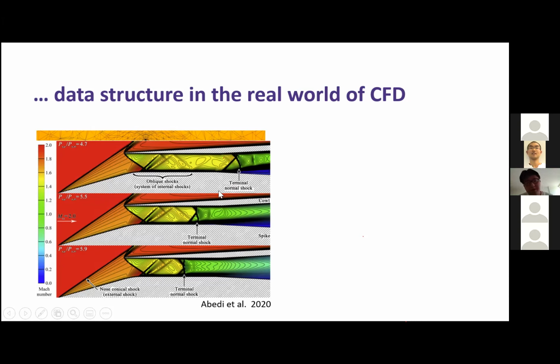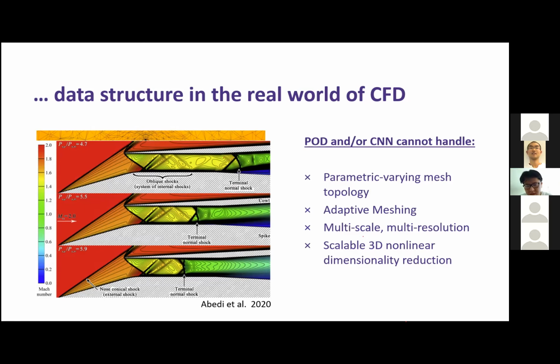Normally, if you're running a simulation, you probably want to have the mesh adapted to the shock locations. Therefore, the mesh is going to be changing across different design parameters. So these all impose challenging questions for POD and CNN. It would be difficult for them to handle parametrically varying mesh topology and adaptive meshing. Problems with multi-scale, multi-resolution are also very difficult for, for example, CNN.